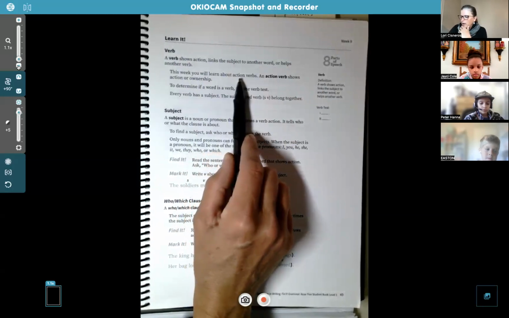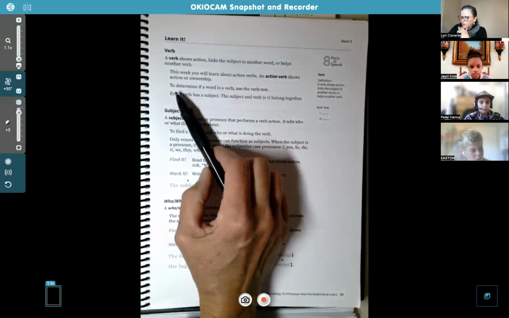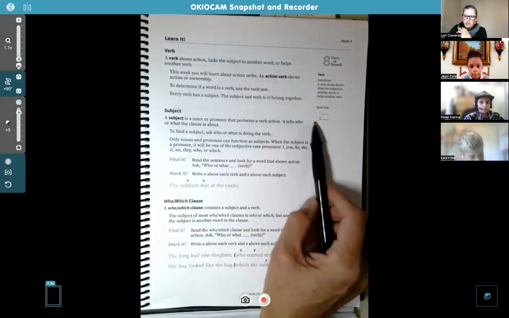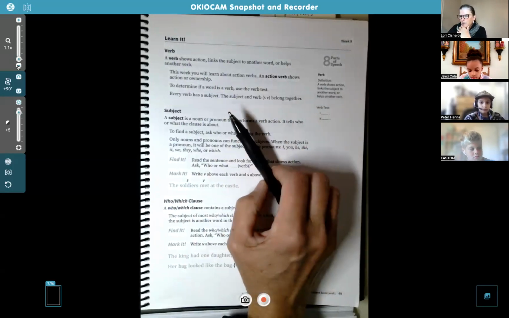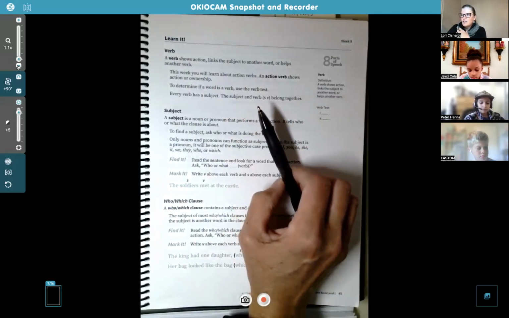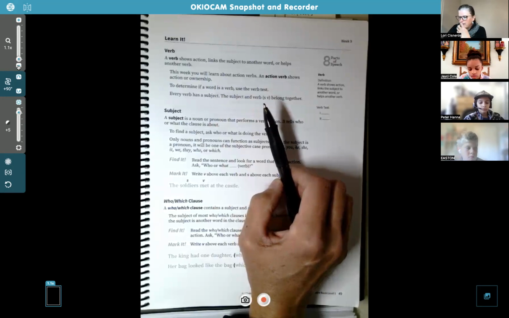This week you will learn about action verbs. It shows action. It's pretty easy. There is a little test over here, but I don't really like that, so I'm just going to skip that part. The best way to do this is to ask yourself, what are they doing? What's happening in the sentence? And that will tell you what the action is.